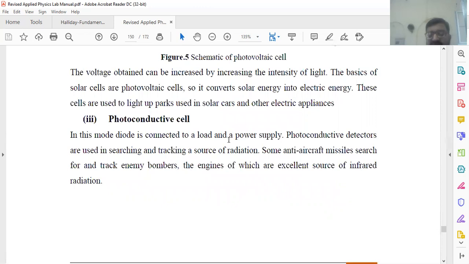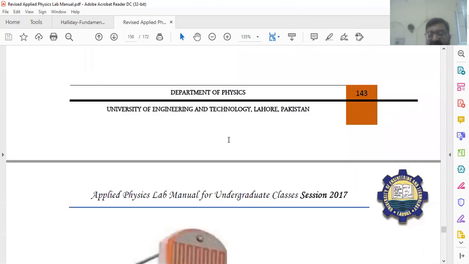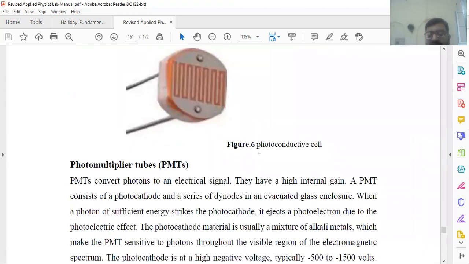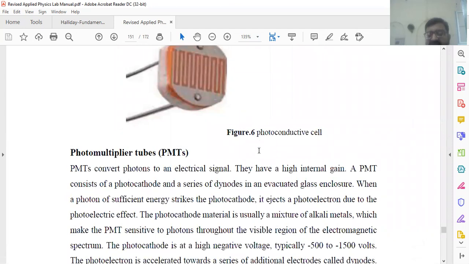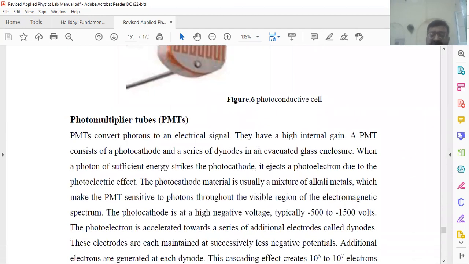Similarly, the third one is the photoconductive cell. Its conductivity depends upon the light. When light falls on the material, its conductivity increases. So there are so many applications in our surroundings related to this concept, the photoelectric effect.